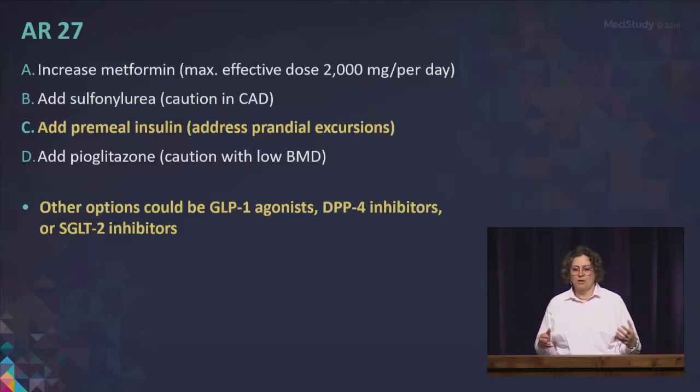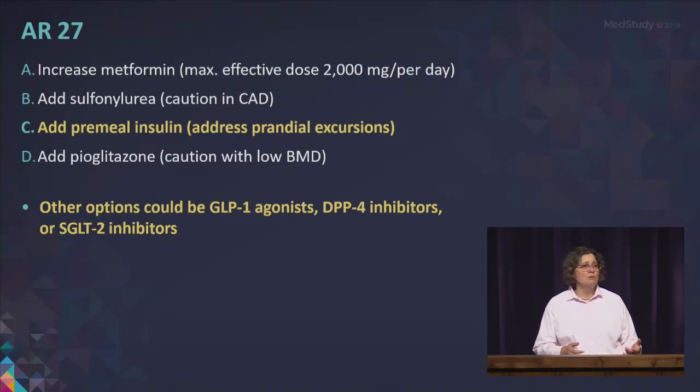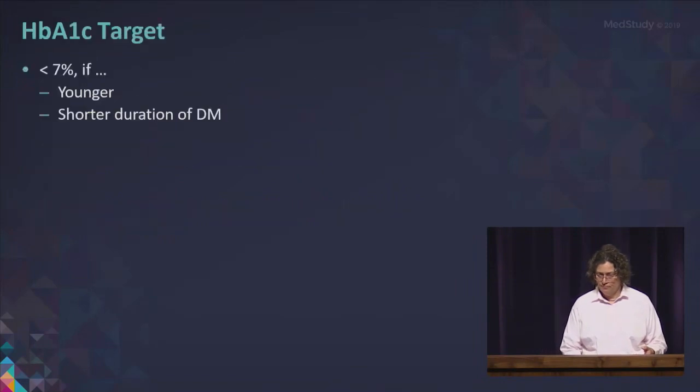Now, that being said, could I have given you the choices of a GLP-1 agonist, where I'll get some weight loss with it? Absolutely, that would be awesome. A DPP-4 inhibitor, that wouldn't be unreasonable. It's going to target the mealtime sugars. It'll lower A1C by about 0.7. Or an SGLT2 inhibitor. Again, not unreasonable, but based on the choices I gave you, the most reasonable one would have been the pre-meal insulin.